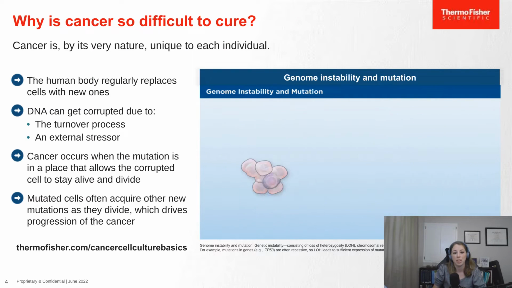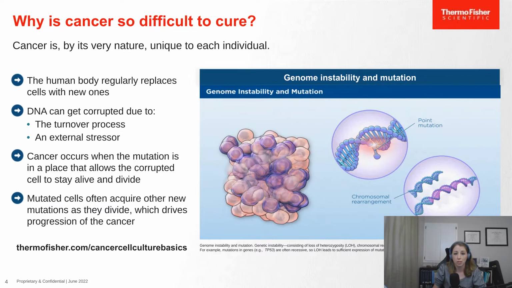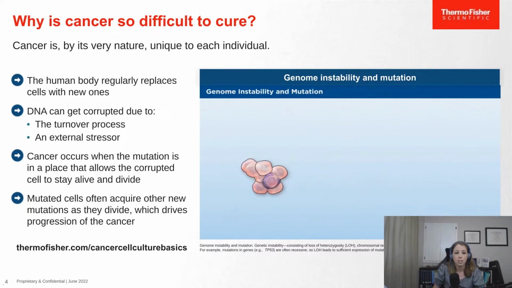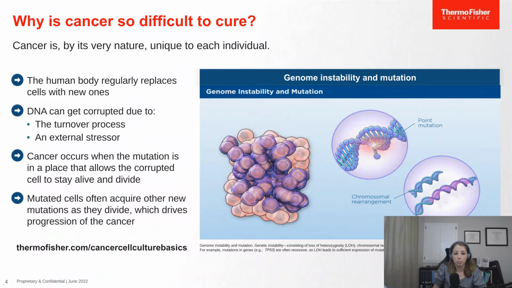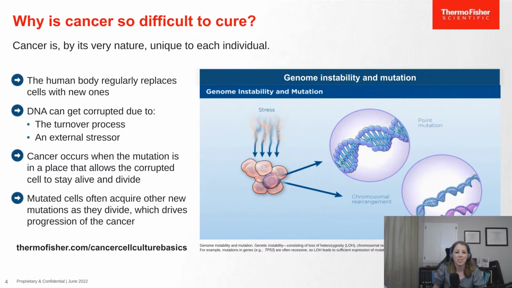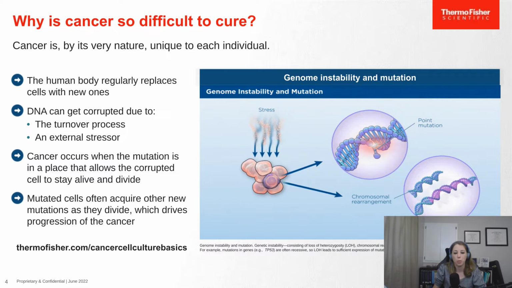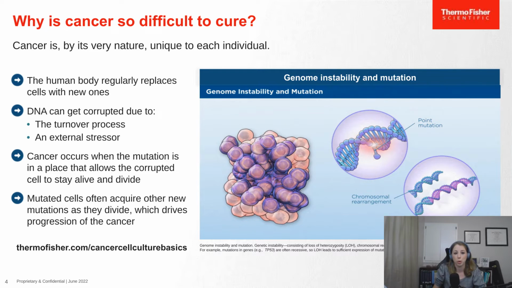This gives that corrupted cancer cell a chance to divide and acquire new mutations. This may lead to uncontrolled growth of the mutated cells and progression of cancer. In addition to the cell turnover, the series of events may also be triggered by external stressors, as seen in the video here. Here you can see that the external stressor can trigger a point mutation or a chromosomal rearrangement, either of which can trigger tumor growth.